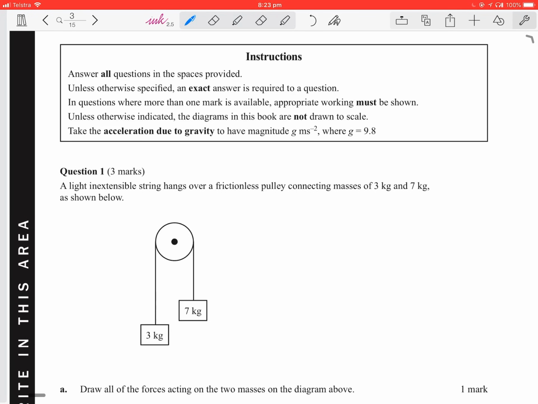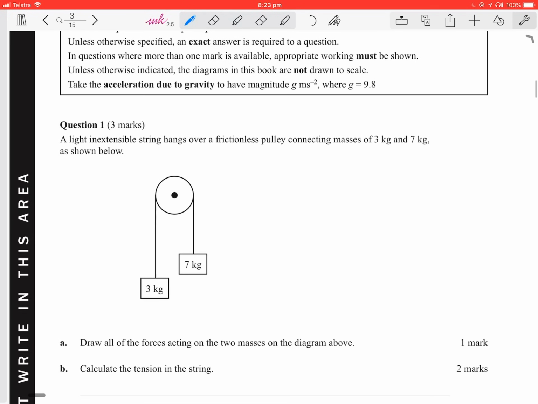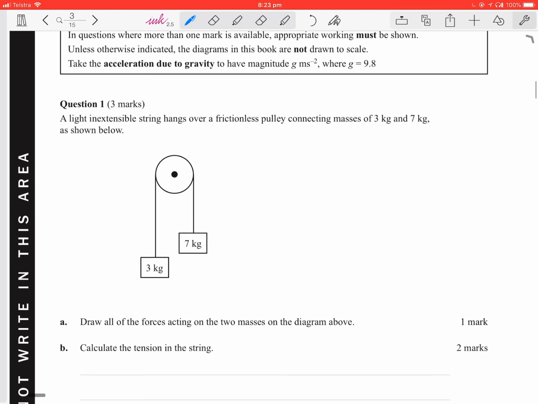Okay, so what does it tell us? Answer all questions in the space. Exact answers are required. If more than one mark is available, you must show working. Diagrams in this book are not drawn to scale. Take the acceleration due to gravity as g meters per second squared, where g equals 9.8.